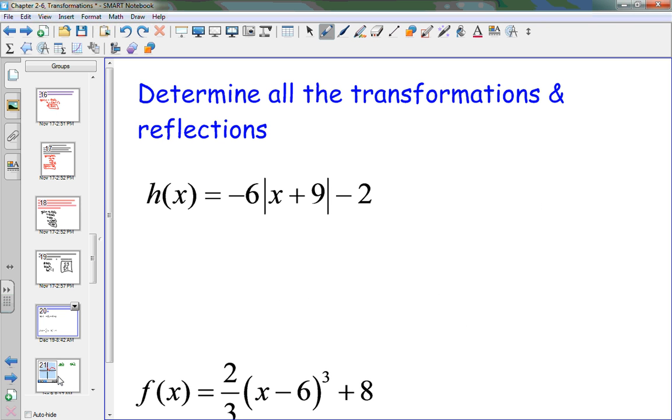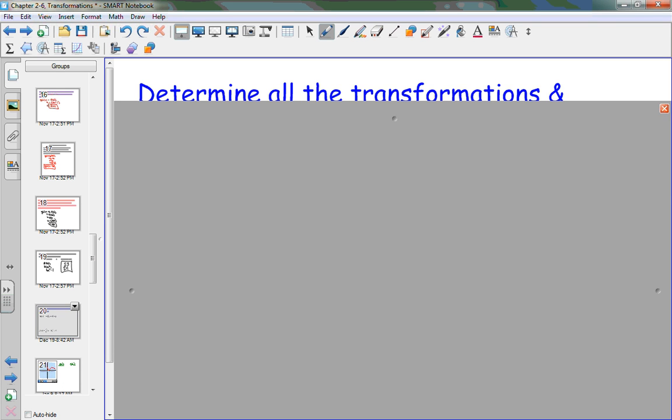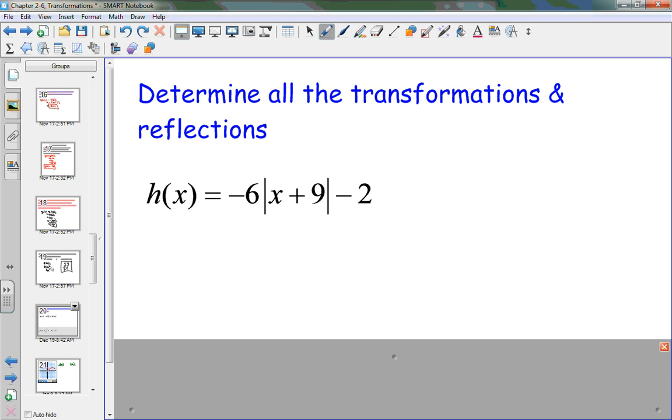Okay, I want you to work from left to right. What's the negative do? Reflects over the x. Oh my word, Sierra. Bless you, my dear child.